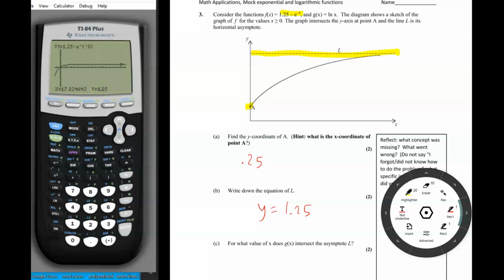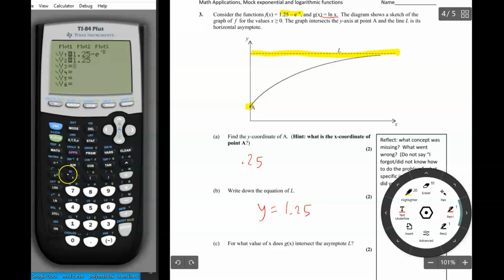Okay? All right. C, for what value of x does g of x intersect the asymptote L? Okay, so in this particular case, we are going to program the asymptote into the calculator, 1.25, and we're also going to program the natural log of x function because that's g of x, right? G of x is equal to natural log of x, so we're going to program natural log of x in the calculator. The way you program natural log of x in the calculator is with the ln button right here. If it was log base 10, log, you would use this button here, but it's natural log.